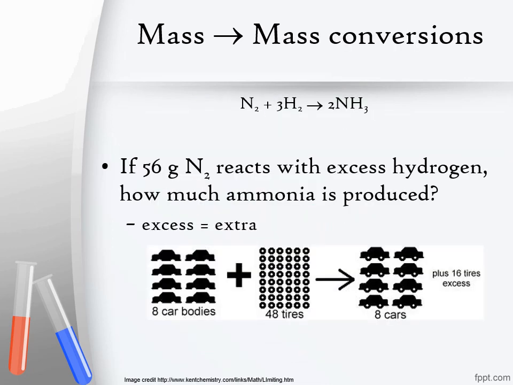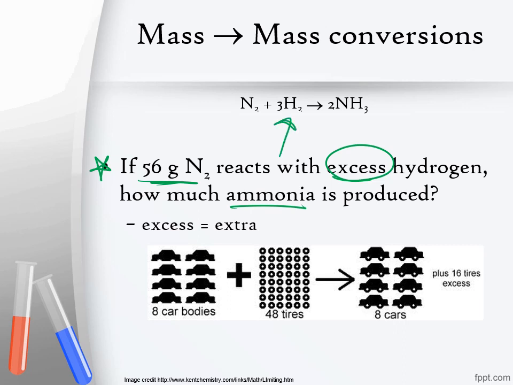All right, so we're going to do another problem. 56 grams of nitrogen gas reacts with excess hydrogen. So we're going to take a quick minute and talk about what this word excess even means. It just means extra. It means don't worry about running out. It means that we can take all of that nitrogen and react it to make ammonia in this reaction.